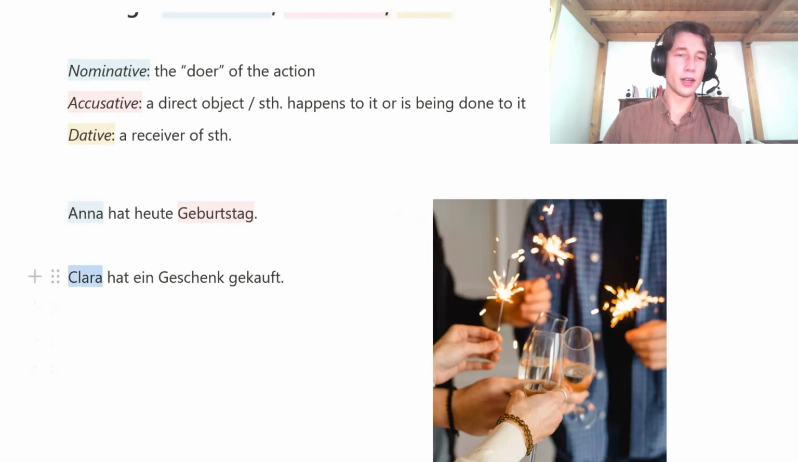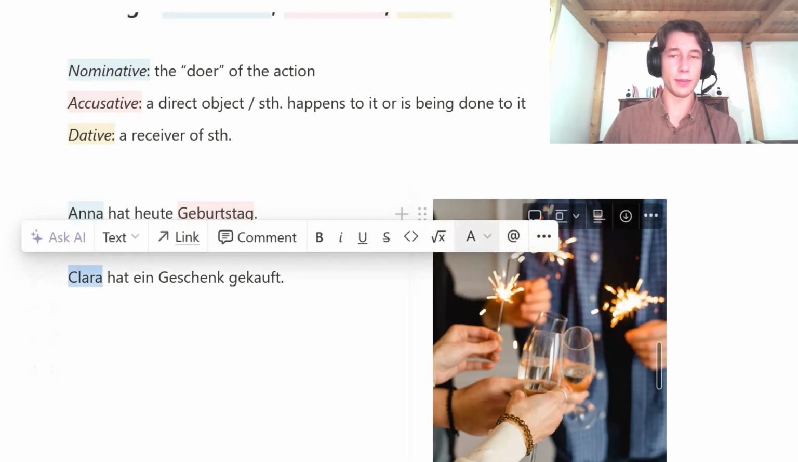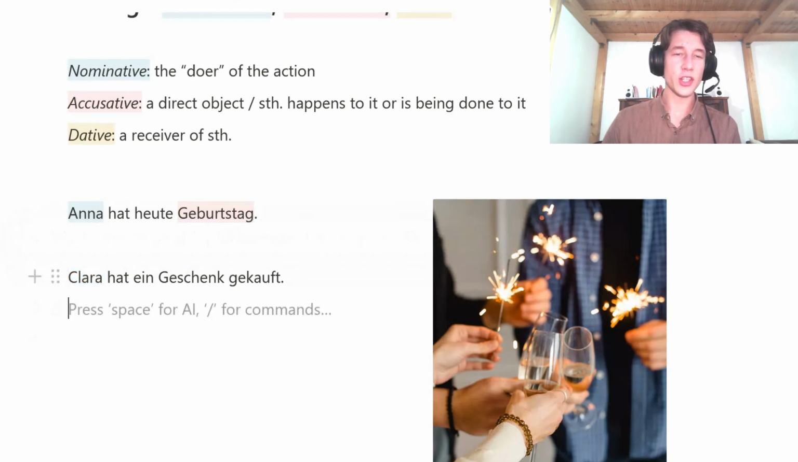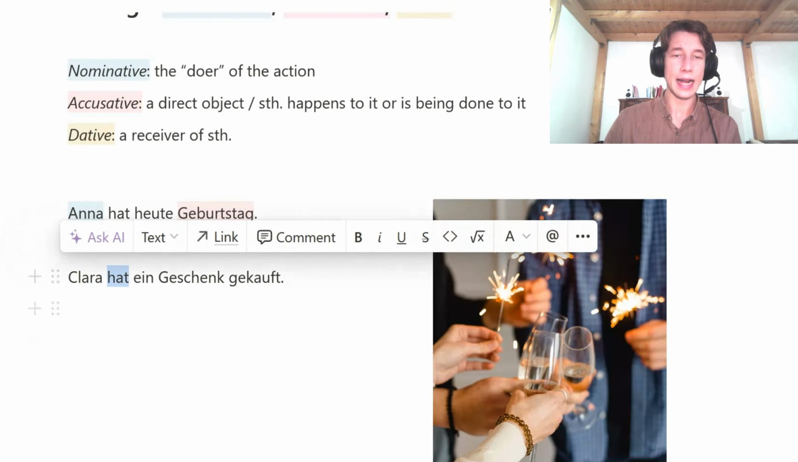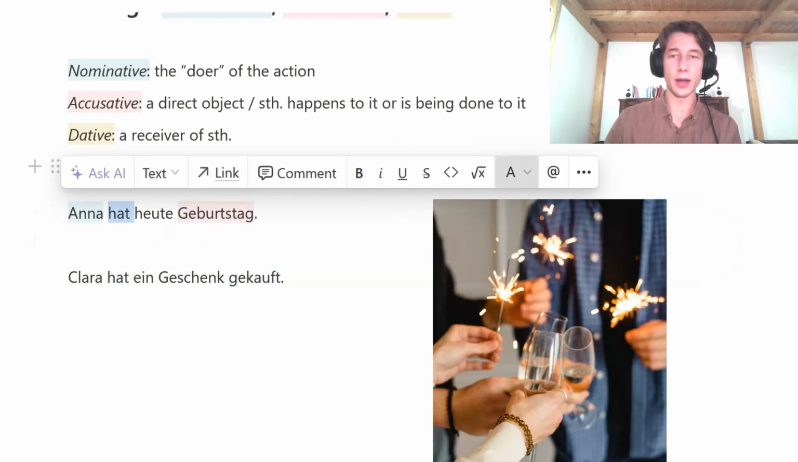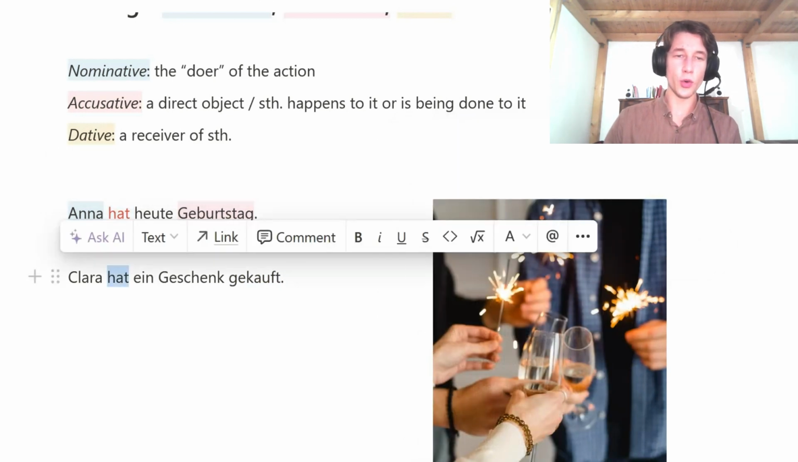So let's take a look. Clara, being one of the people at the party, has done something, right? She has bought a present. So hat and gekauft are the two verbs. We can also highlight the verbs in red here to show which words express the action.